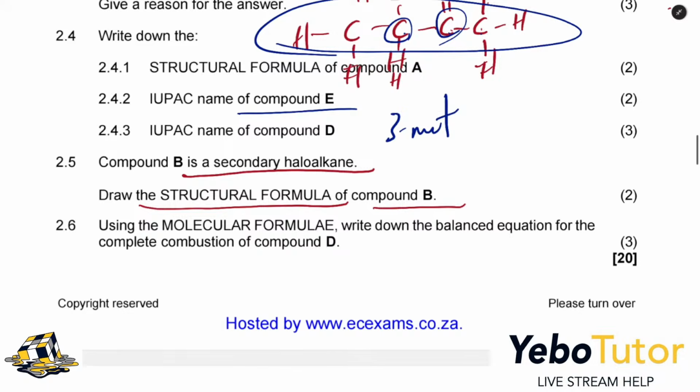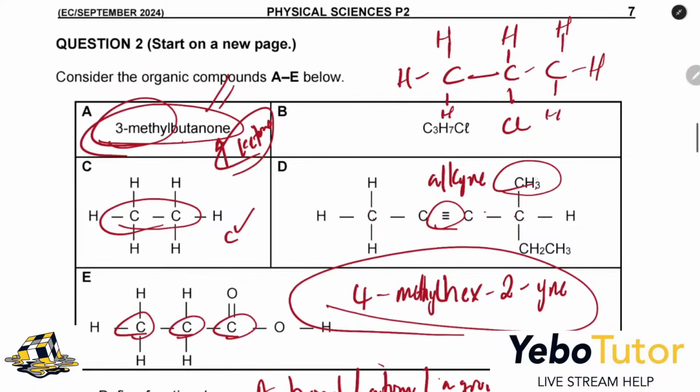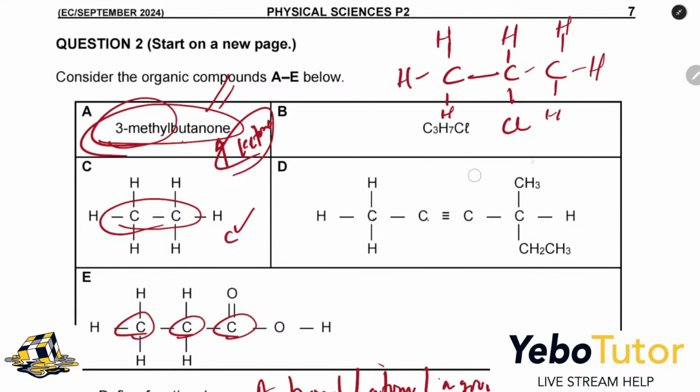Now using the molecular formula, write down the balanced equation for the complete combustion of compound D. Where is compound D? Here is compound D, a complete combustion for that using the molecular formula. So we know that if we're going to write a balanced equation, we are having our C7H12, right? 1 2 3 4 5 6 7. Yes, we have CH there.